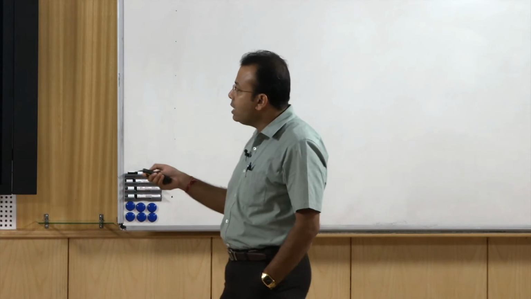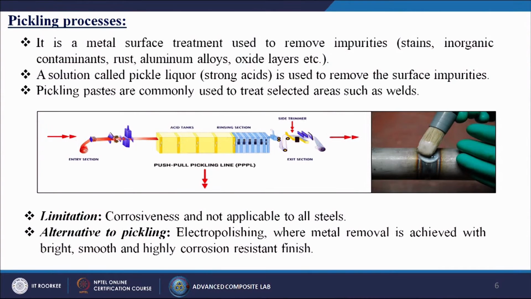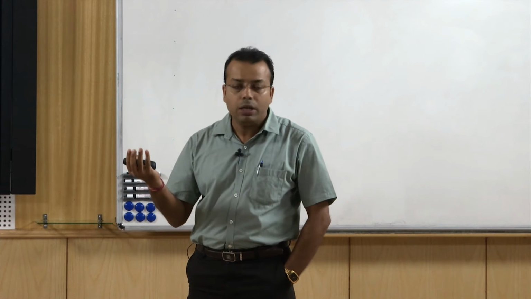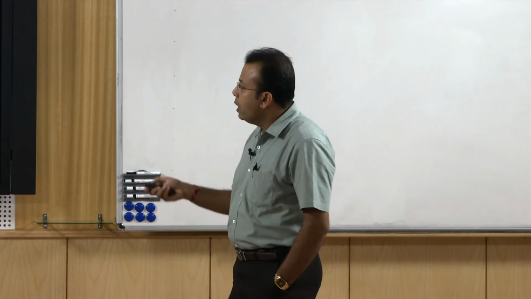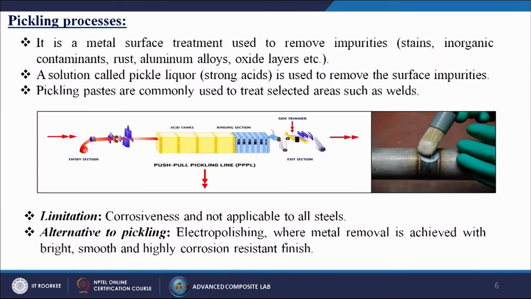Here it is a metal surface treatment used to remove impurities, generally stains, inorganic contaminants, rust, aluminum alloys, oxide layers, etc. A solution called pickle liquor, made of strong acids, is used to remove the surface impurities. So here this pickle liquor is acting as a soap. It will cleanse your material surface. Pickling pastes are commonly used to treat selected areas such as welds.